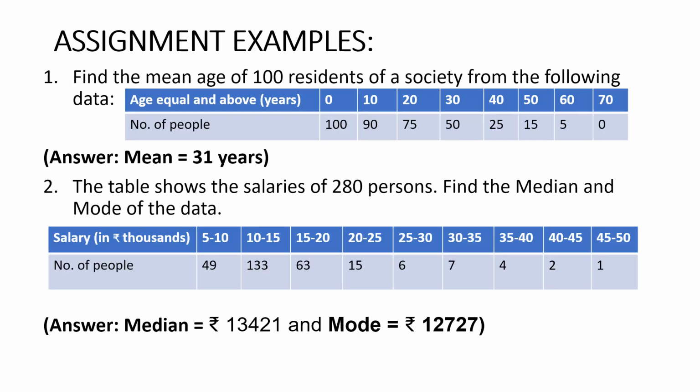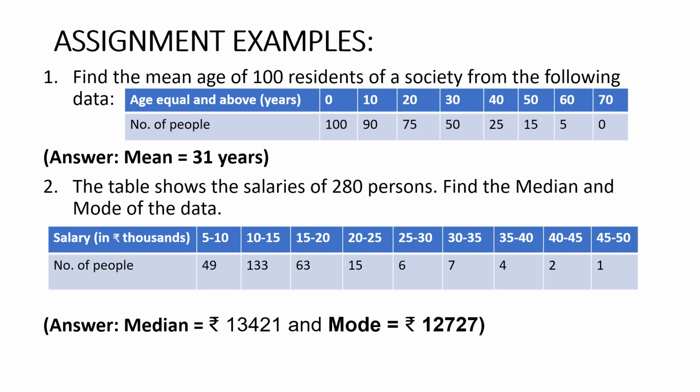Some assignment examples for practice. In the first one, find the mean age of 100 residents of a society from the following data. So age equal and above is given, number of people are given. That means here again cumulative frequency is given. The answer, mean, is 31 years.